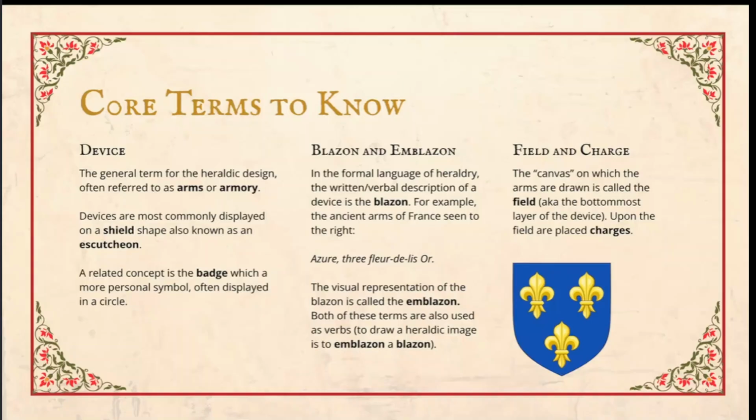If these words have not completely neutralized in your head yet, then good for you. Lastly, the canvas on which those arms are drawn is called the field. The very base of it. If you're thinking about a shield blank, that is the field that you're going to put things on, and the things you put on it are called charges. Okay?